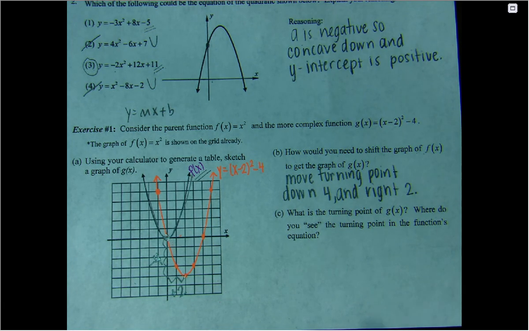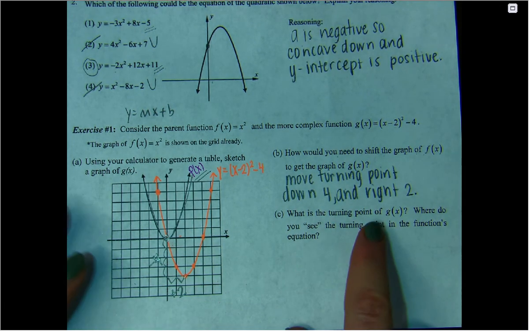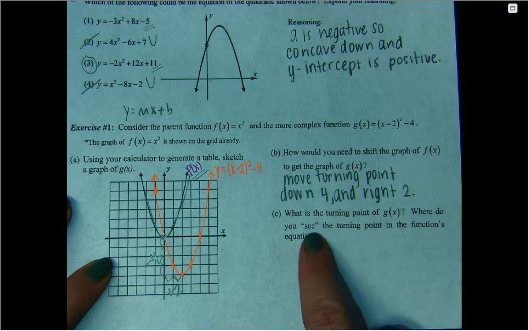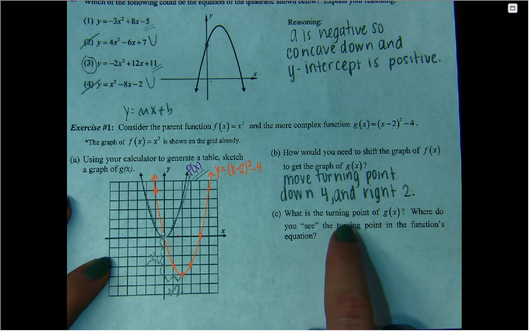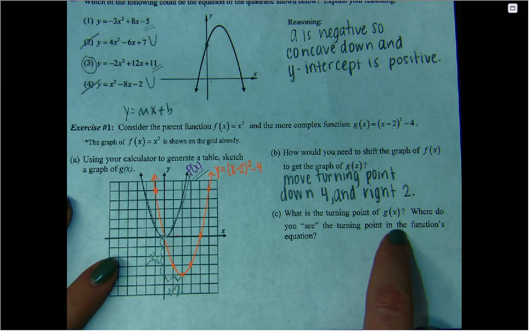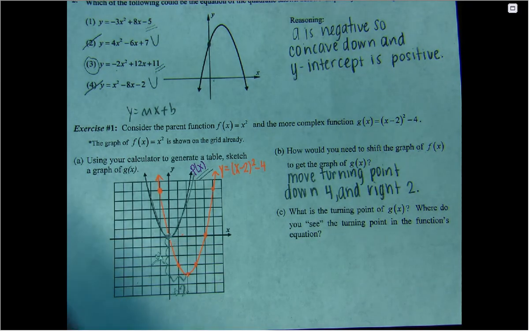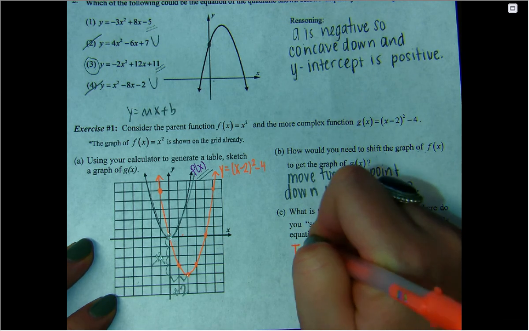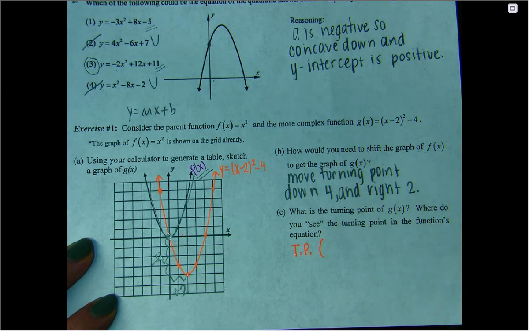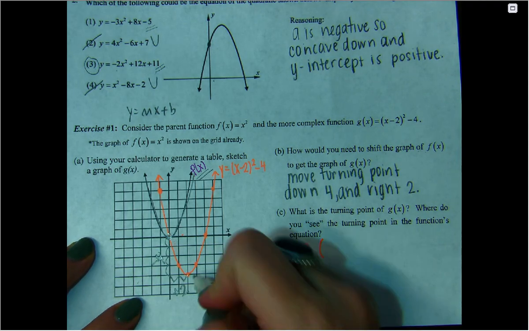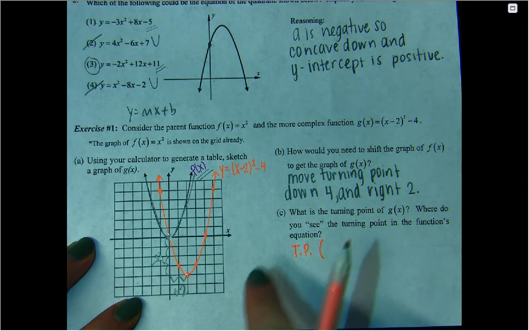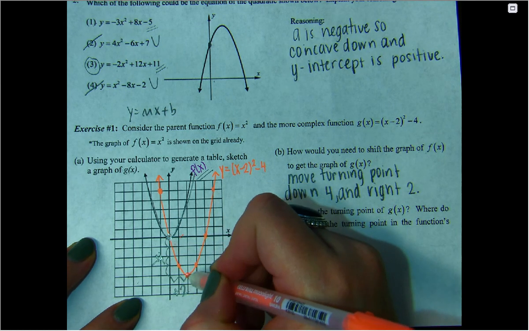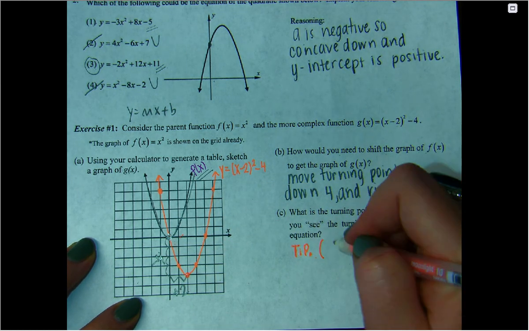Well, what is the turning point of g of x, and where do you see it, in quotation marks, the turning point in the function's equation? So the first thing, let's identify the turning point in g of x. Remember, that's where I'm going from increasing to decreasing or decreasing to increasing. I'm at 2, comma, -4.